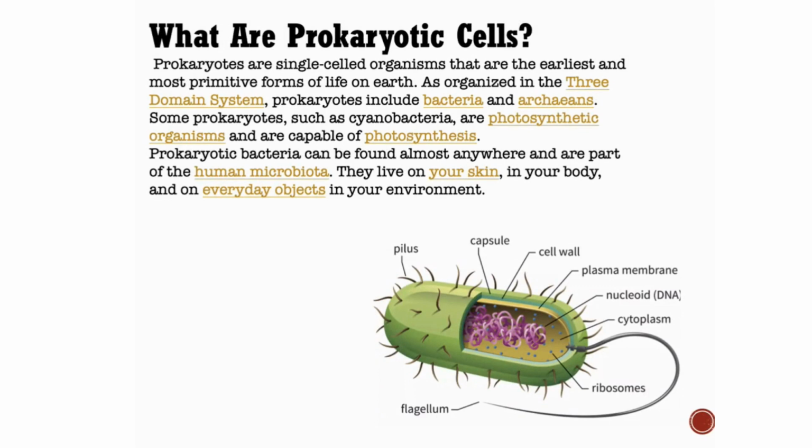Maybe you've heard the name prokaryotic, but you don't truly know what it is. Prokaryotes are single-celled organisms that are the earliest and most primitive forms of life on Earth. And prokaryotes include bacteria and archaeans. Some prokaryotes, such as cyanobacteria, are photosynthetic organisms that are capable of photosynthesis. The first photosynthetic organisms are the cyanobacteria. Prokaryotic bacteria can be found almost anywhere and are part of the human microbiota. They live on your skin, in your body, and on everyday objects you can see in your environment.